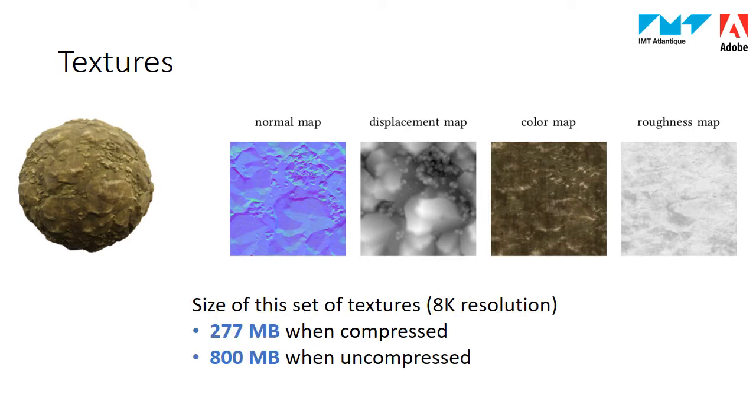For photorealistic 3D content, we need high resolution and high quality texture images. In this dataset, the images at the highest resolution and highest quality are 277 megabytes when compressed and 800 megabytes when uncompressed. You have to remember here that we are talking about only one texture, but complex 3D scenes may contain hundreds of textures. We obviously have a size problem here.